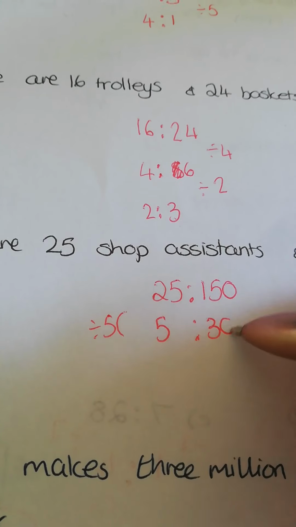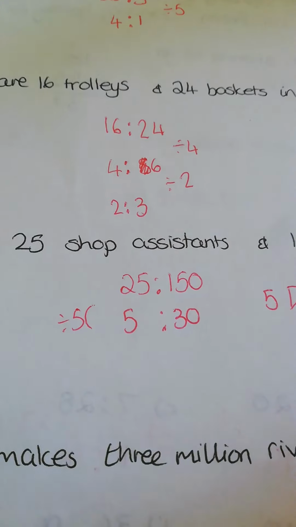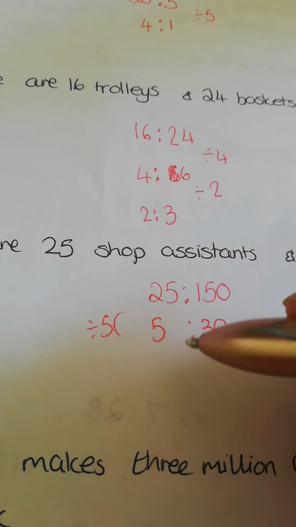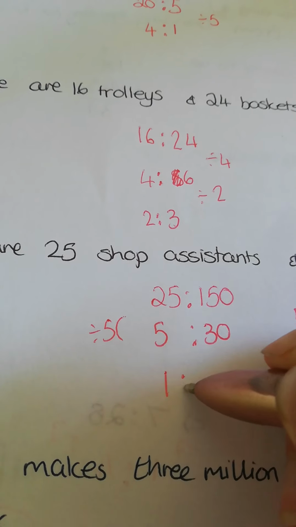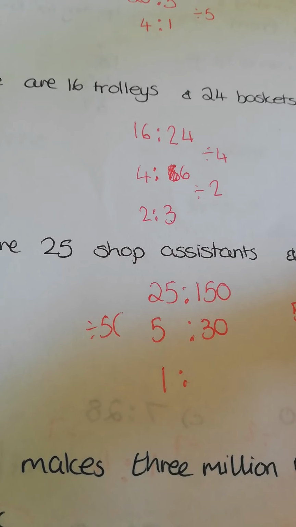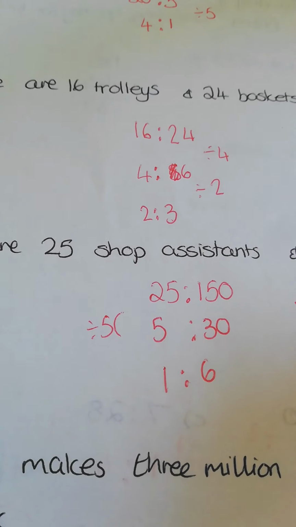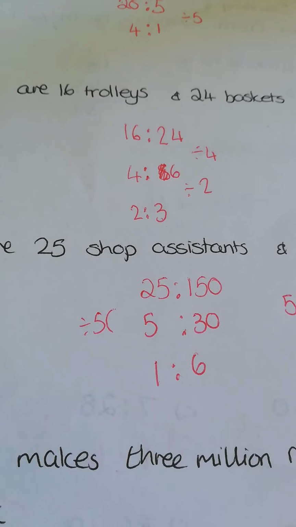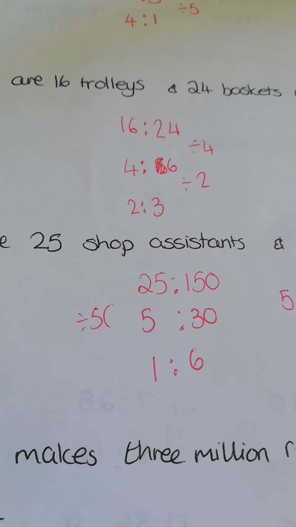So we have the answer 5 to 30, but wait a minute. They're both in the 5 times table, so we can divide by 5 again. Dividing by 5 on that side will give me 1, and dividing by the 5 on this side will give me 6. So the final answer would be 1 to 6.